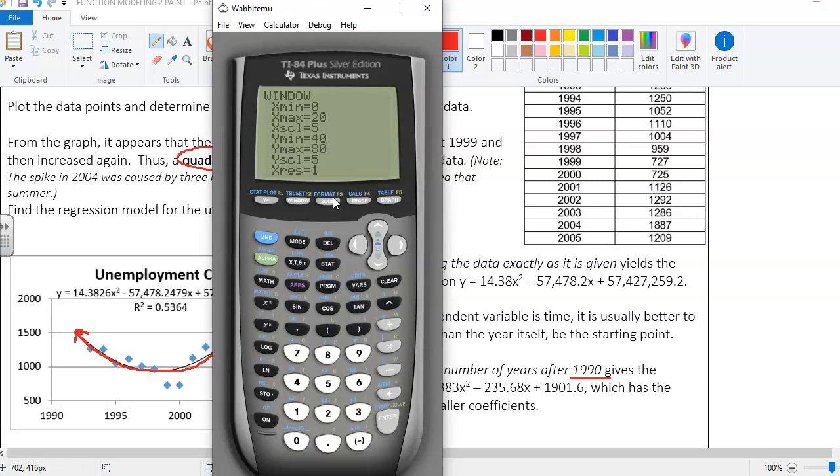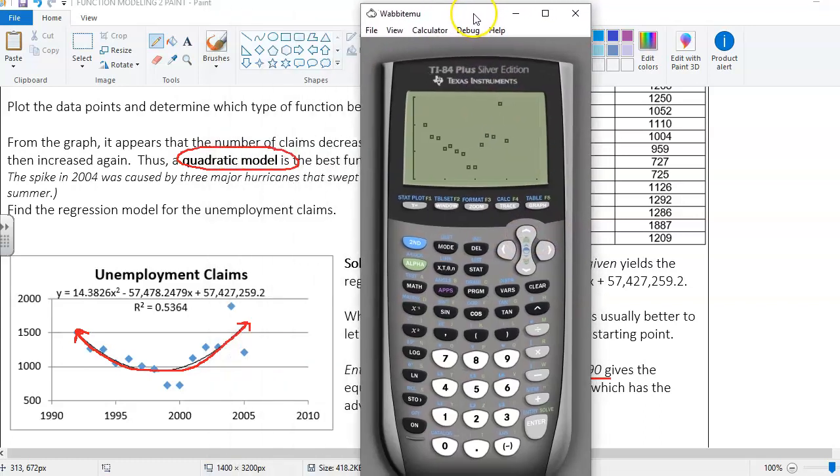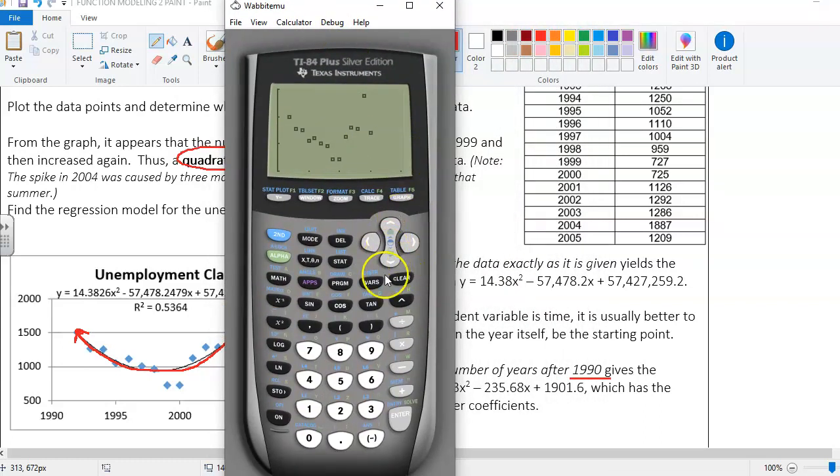The claims sort of bounced around between 500 and 2,000. I'm going based off what we have down here. Okay, so let's make that happen. And we need to double check and make sure that our stat plot is on. And what do you know? That's our data. The data is not great, but that's okay. We're going to go with it anyway, and we are going to try to create a quadratic model because it started high, went down, and then went back high again.